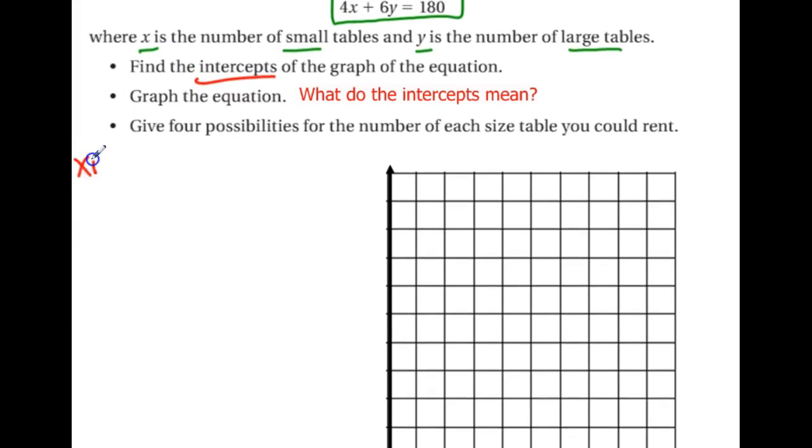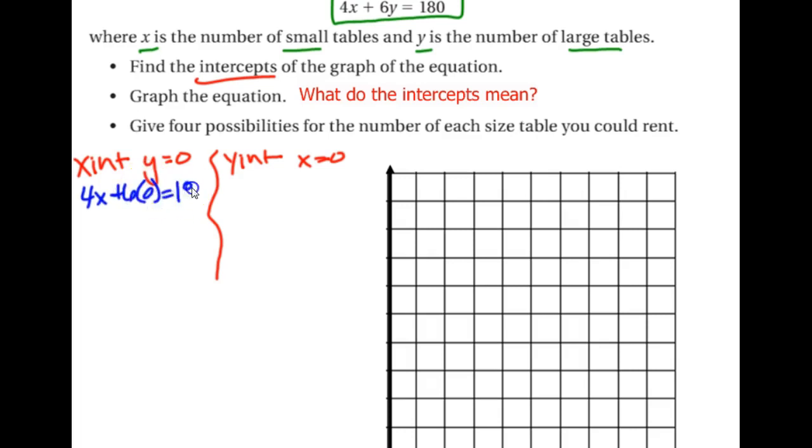So I'm going to write x-intercept, y-intercept. First, y is going to be 0, then an x. So in our equation, y is 0 first, so it says 4x plus 6 times 0, which is y, equals 180. I'm going to write the second equation while we're at it. When x is 0, 4 times 0 plus 6y equals 180.